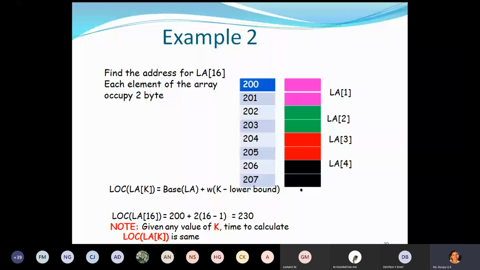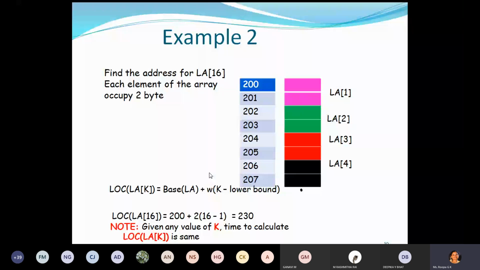Now, can you calculate LA of 30 with fast calculation? 30 means by just doing mental calculation you can say 258. 30 minus 1 is 29. 29 into 2 is 58. 200 plus 58 is 258. Okay, now understood. Now there is a homework.